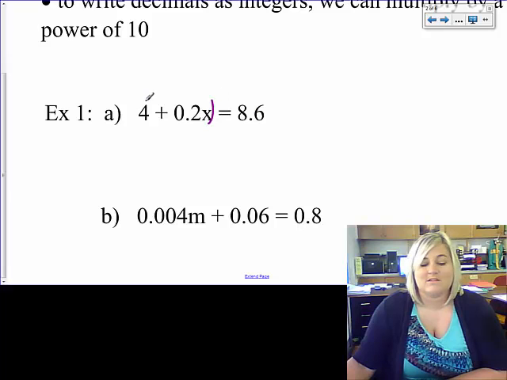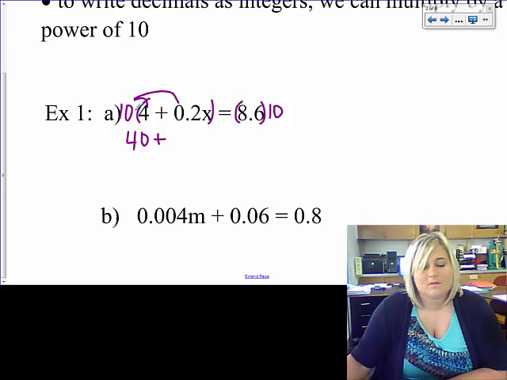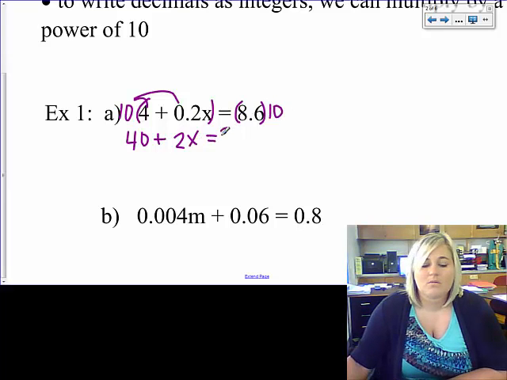So I'm going to multiply this side, not 2/10, by 10 because that's the place value that it's in, and then I'm going to go over to this side and I'm going to multiply by the exact same thing because what I do to one side I must do to the other. So my 10 would distribute, so 10 times 4 is 40, plus 10 times 2/10 is 2x equals, and then 8.6 times 10 is 86.